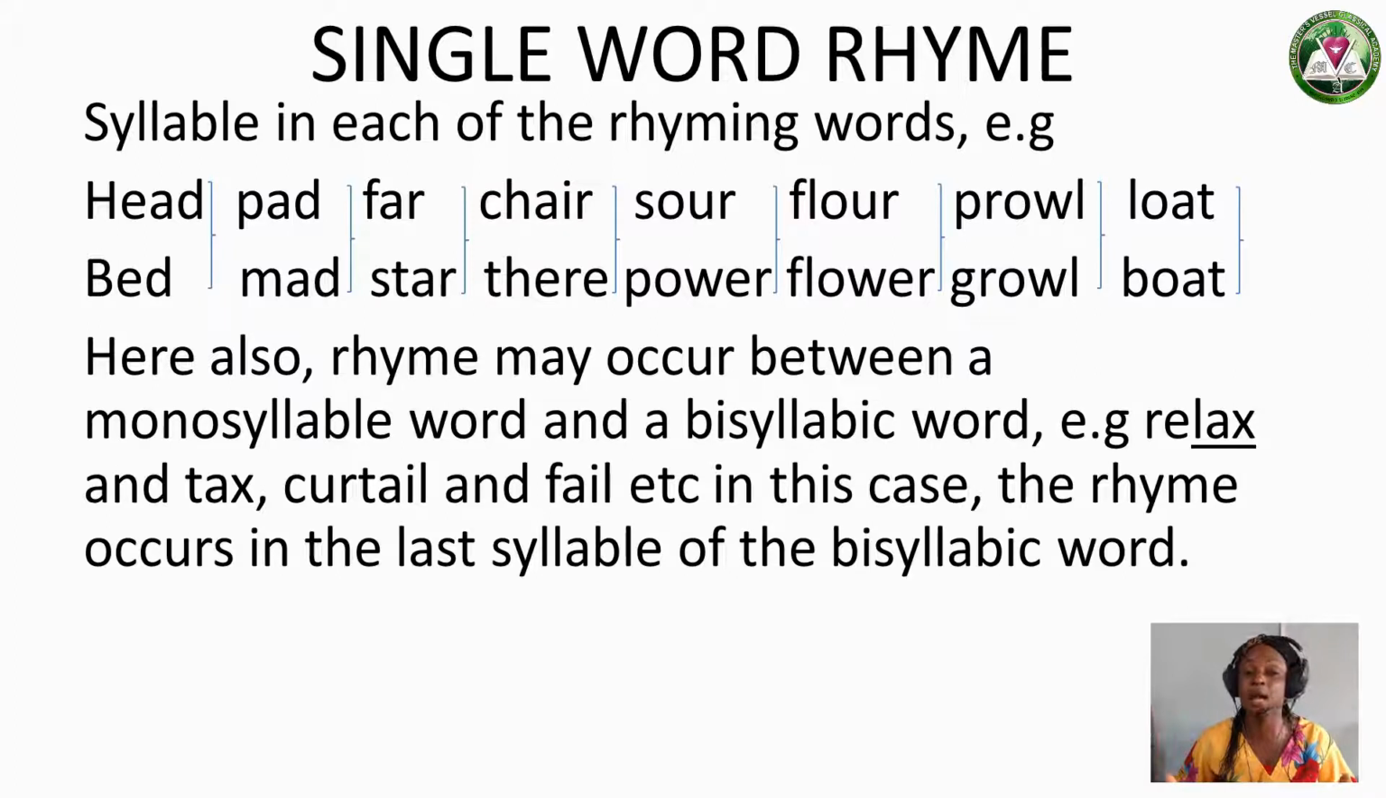You can see from the examples that the two words each rhyme with each other. Here also, rhyme may occur between a monosyllabic word and a bisyllabic word. Monosyllabic words are those made up of one syllable, while bisyllabic words are those made up of two syllables. So there could also be rhyme between a monosyllabic word and a bisyllabic word.